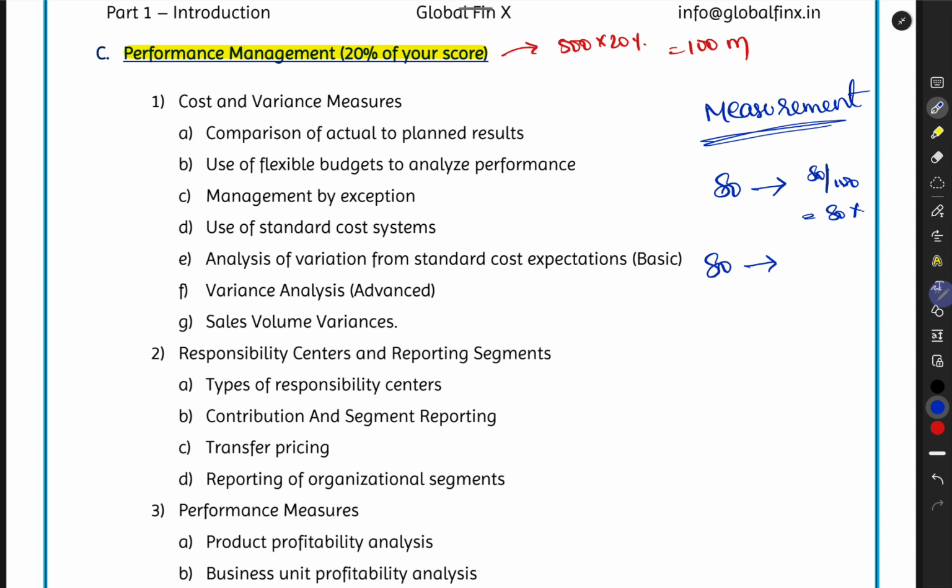To make sure that performance is calculated, there has to be a base. If that 80 is out of 100, that's very good. If 80 is for 500, that is very bad. That's just 40%. Sorry, how much would that be?